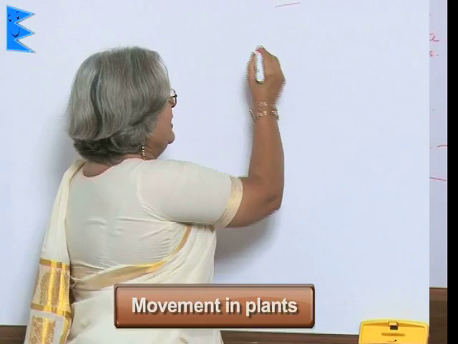Animals move in search of food, but plants don't have to search their food because they can make their own food. But does that mean that plants don't move at all? That's not true. There is movement in plants, and what we are going to study today is movement in plants.